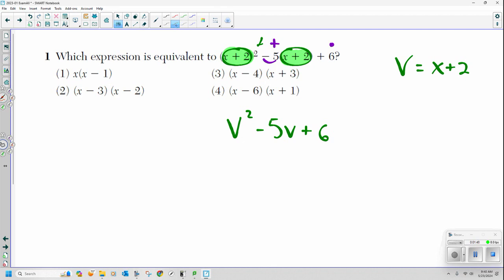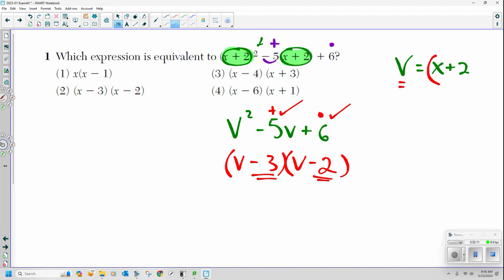Two things that multiply to positive 6 and add to negative 5. Well, I'm using v's here. I know it's a negative 3 and a negative 2. If I multiply them, positive 6. If I combine them, negative 5. Except my answer doesn't have v's in it. Remember, wherever there's a v, I have to put x plus 2 back into the equation.